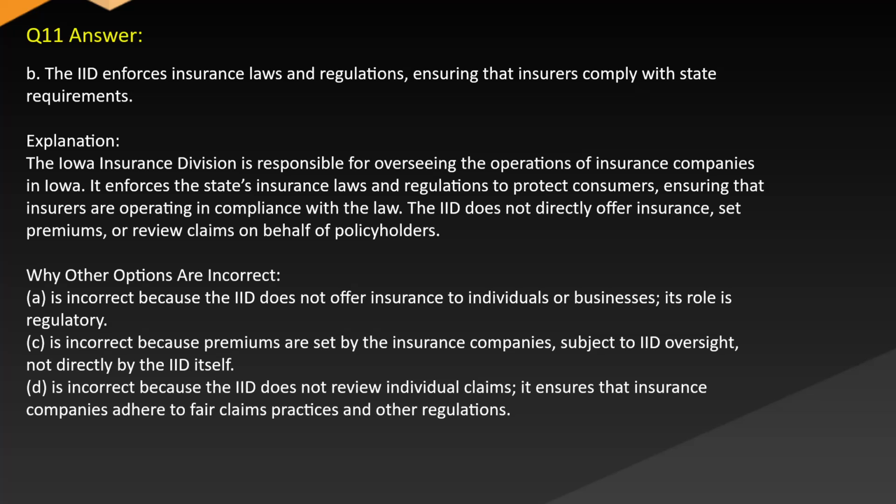While the other options are incorrect, A is incorrect because the IRD does not offer insurance to individuals or businesses. Its role is regulatory. C is incorrect because premiums are set by the insurance companies subject to IRD oversight, not directly by the IRD itself. D is incorrect because the IRD does not review individual claims. It ensures that insurance companies adhere to fair claims practices and other regulations.